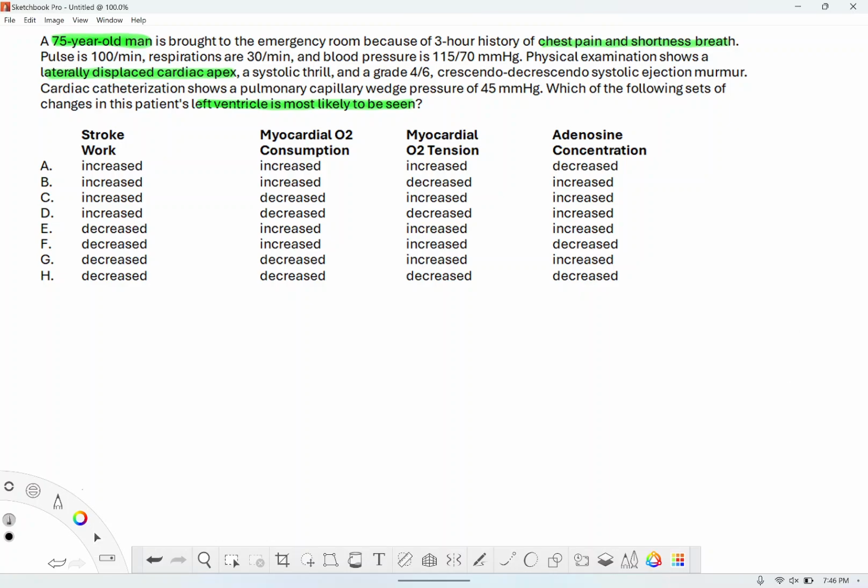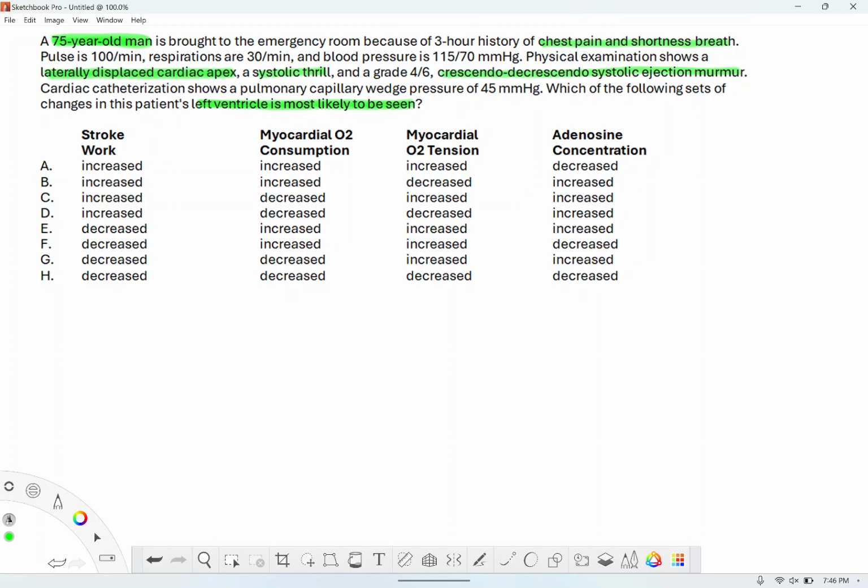So simply, when you see in a question laterally displaced, it means cardiomegaly. That's all. So just think of cardiomegaly for now. There's systolic thrill, and there's a murmur, crescendo, decrescendo, systolic ejection murmur. Whenever you hear crescendo, decrescendo, systolic ejection murmurs, this is one of the valves that is stenosed. Depending on which location, it could be either aortic valve stenosis or pulmonary valve stenosis.